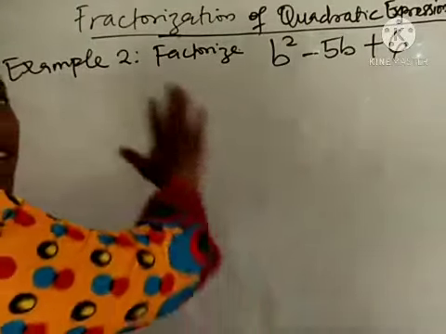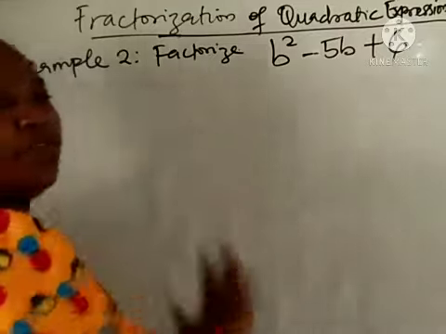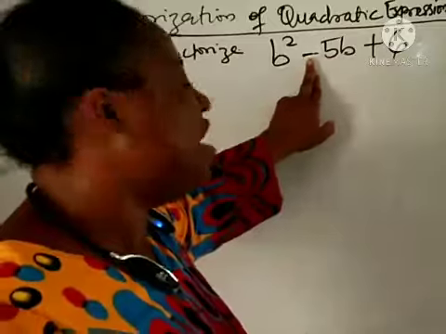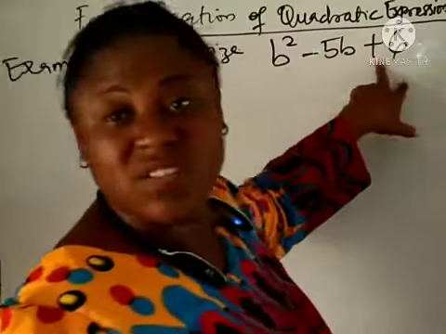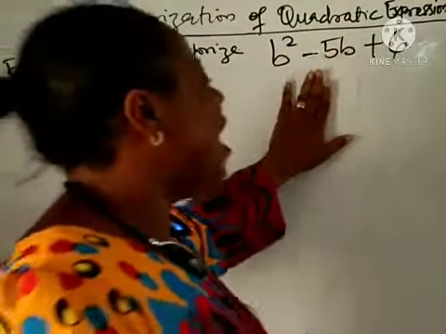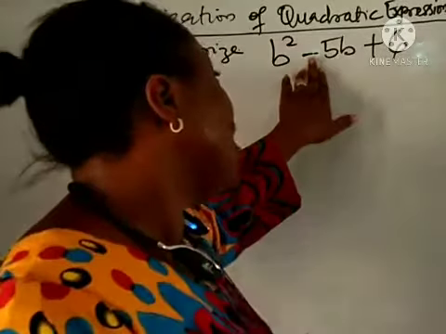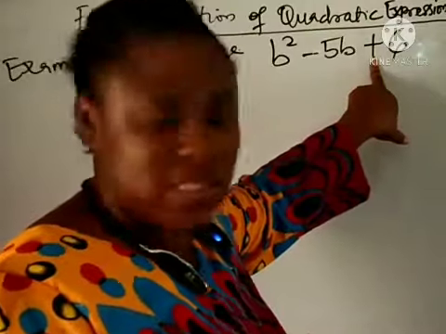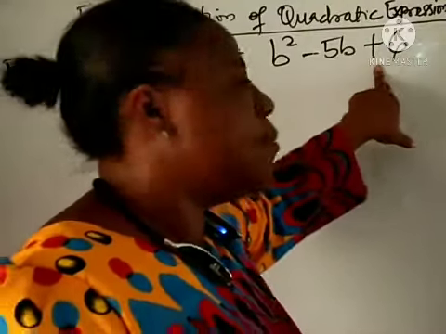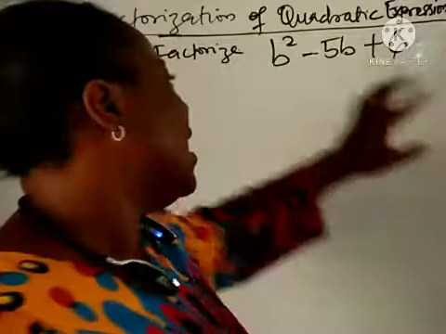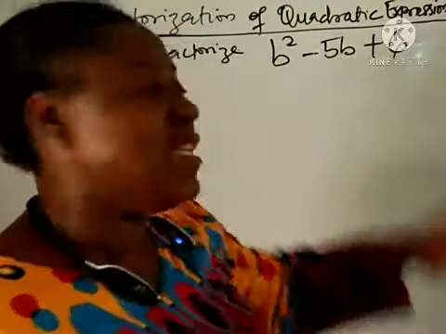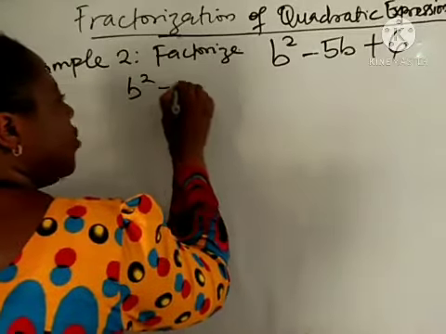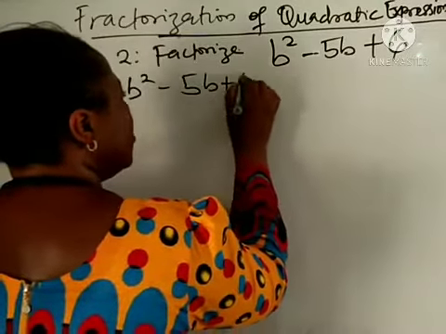So now we are moving to example 2. If you observe in the first example, the sign in front of the number in the middle was plus, and the sign of the last number was plus. Now we are having two different signs, that is minus and plus. The first one was the same sign. Now this is different signs. So now, the first thing we have told you, let's pick b squared minus 5b plus 6.